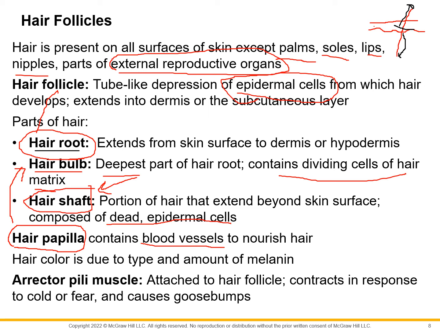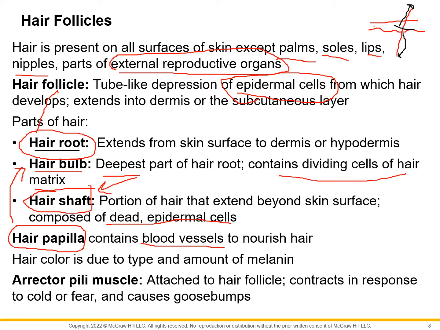At the bottom of the hair, I'm going to have a finger-like capillary bed. That's what papilla means, finger-like, a finger-like capillary bed that is going to extend into the bottom part of the hair follicle and nourish the hair root or the hair bulb, so that it can divide.